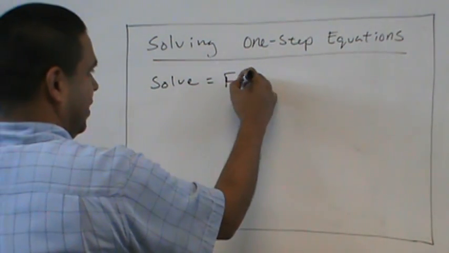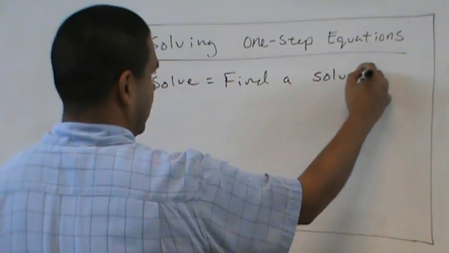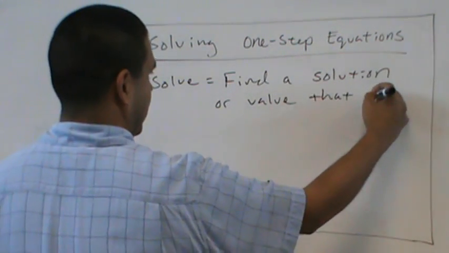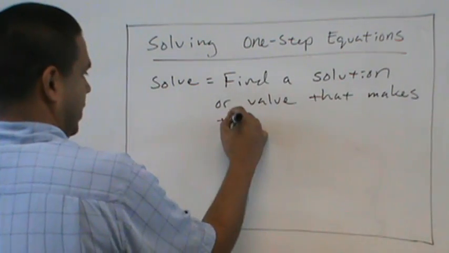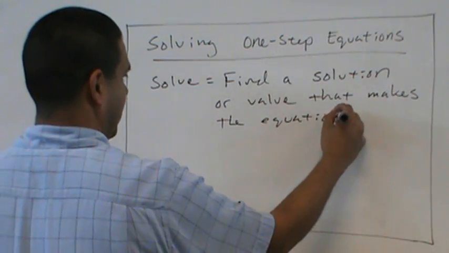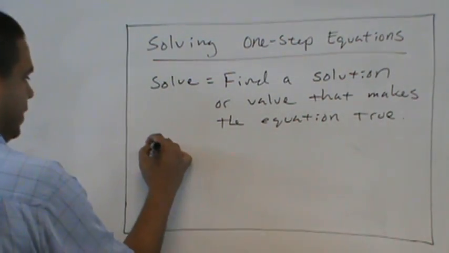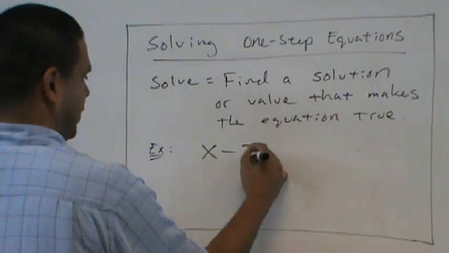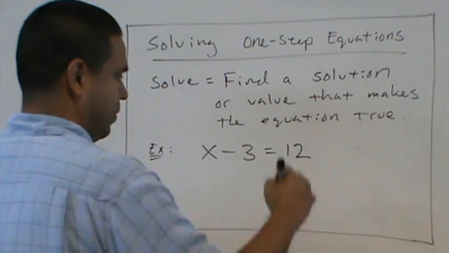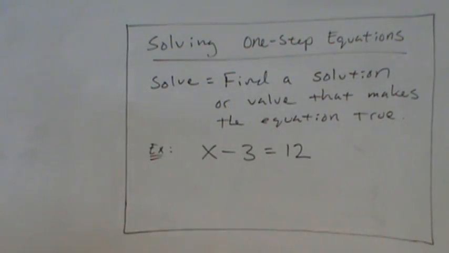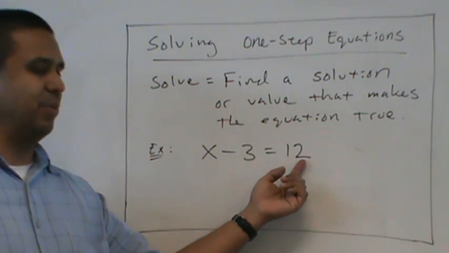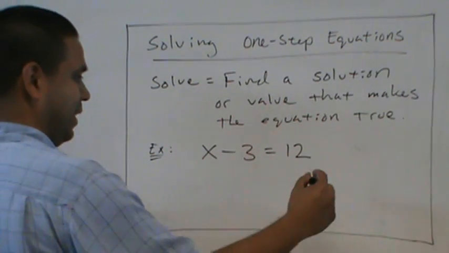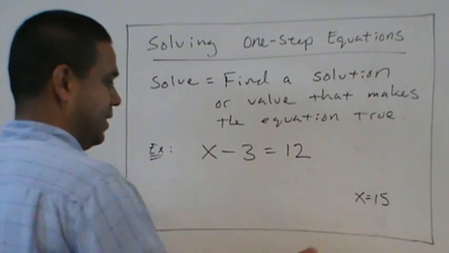So if we solve, we need to find a solution or the value that makes the equation true. For example, if we have x minus 3 equals 12. Also, you could do that in your head, right? Some number, take away 3, gives me 12. So what number would that be? 15. So we know right away x would be 15.